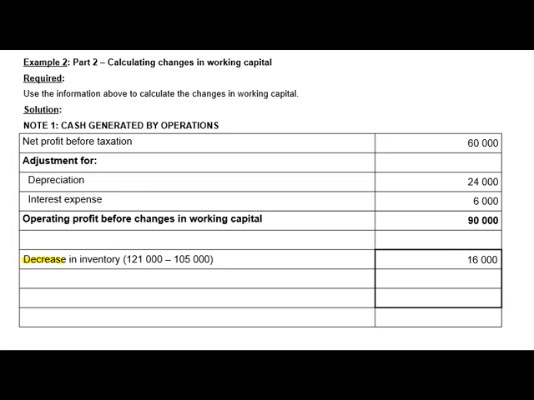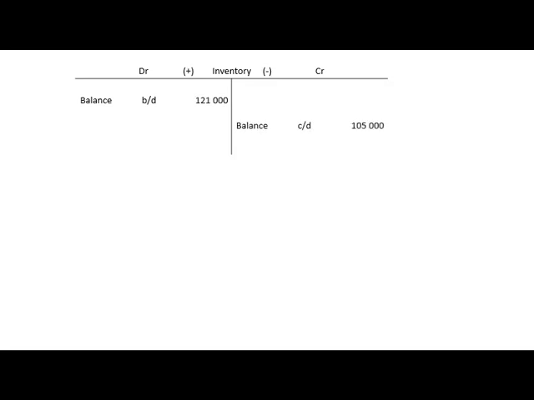Let's look at our trade and other receivables. Another way of doing that, guys, is to do a simple ledger account. You start with the opening balance. Your balance carried down will be the closing balance of your inventory. If it's your balancing figure, you just look for the balancing figure.